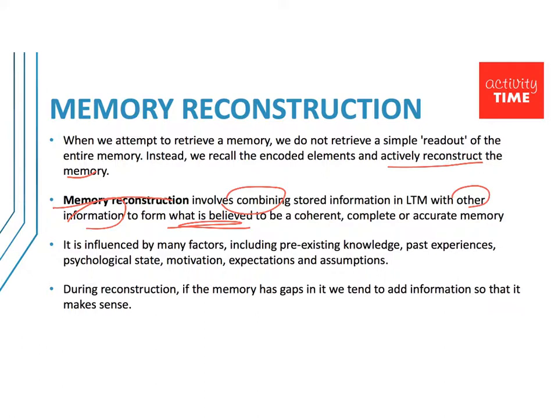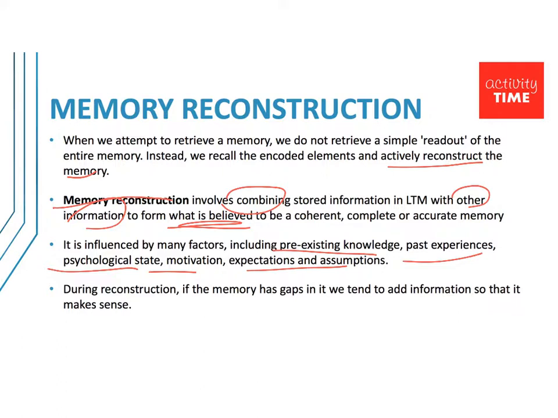Now, again, when we're combining information from all parts of our brain to make an episode or a memory, we actually aren't going to include every single thing that happens in that event that we're recalling. So what we actually do, and this occurs quite a lot of the time, is we fill in the gaps based on lots of different factors. So based on things like our pre-existing knowledge, past experiences, psychological state, motivation, expectations, and assumptions. And what that does is it gives it a more holistic interpretation or memory of the event.